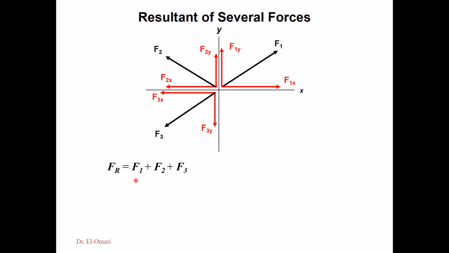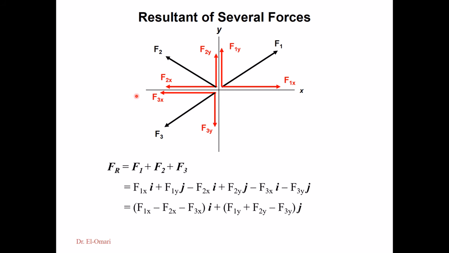To find a resultant, vector-wise, we add the forces, but we cannot add the forces as long as they do not share the same line of action. That's why we have to work with the components. So if we need to find the resultant, we first add the x components, F1x, F2x and F3x, and add the y components together. Notice here that we use the negative sign to represent the negative direction of F2x, F3x, and F3y.